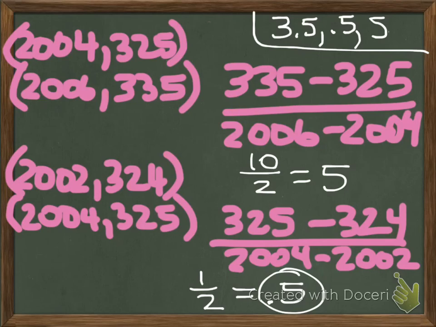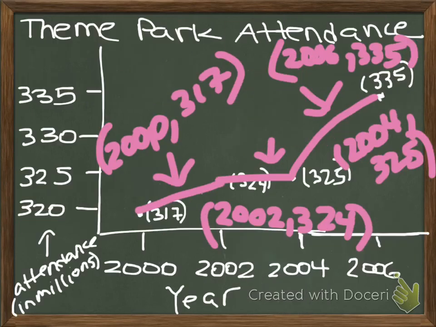So I need to find the lowest one. Well, that's going to be the one that's 0.5. So in between 2002 and 2004, which is what I originally guessed because it looked like the least steep part right here in our graph.